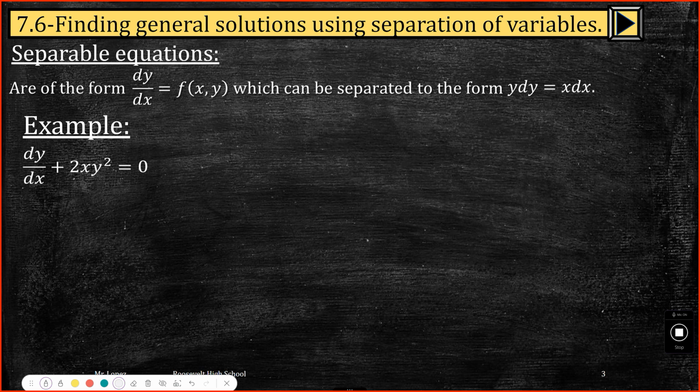Example. So we got dy/dx plus 2xy squared equals 0. And let's find the general solutions to this differential equation. It has a lot of algebra involved, but here we go. We want to write this in this form. Okay, so let's have the y dy on one side and then have the x dx on the other side.